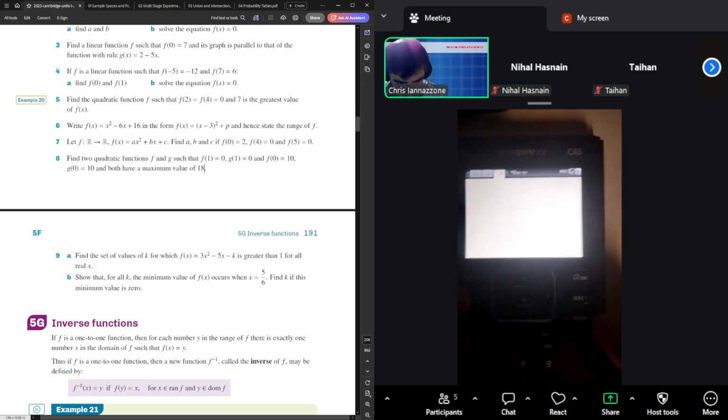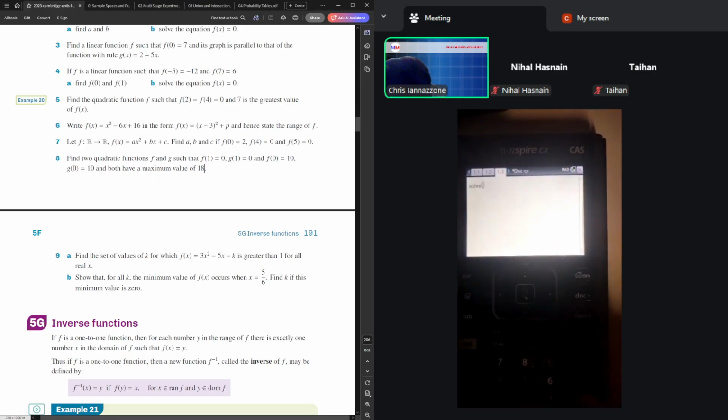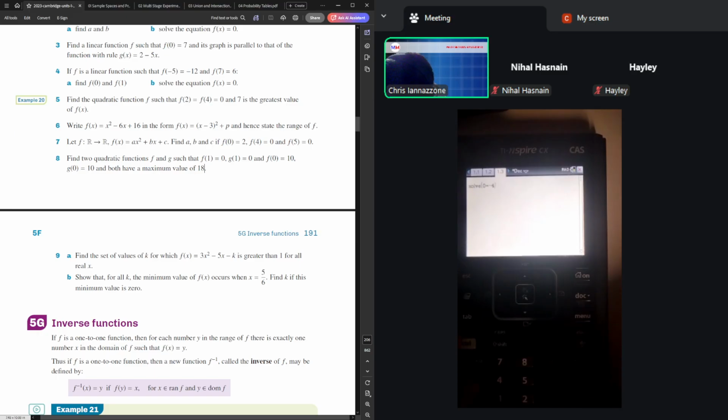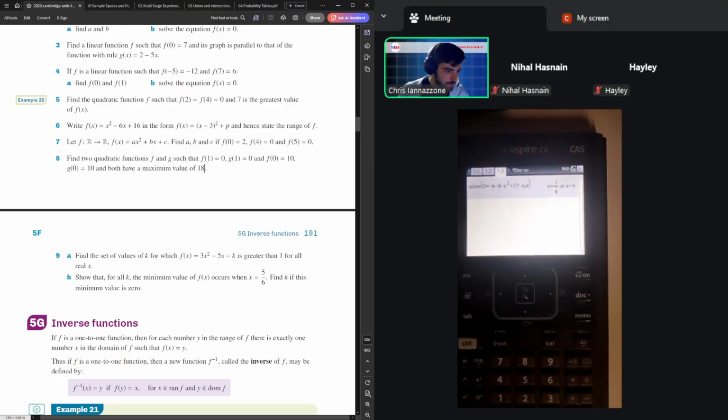So we have 93, 1, 0. Then -4, -4. I'm just going to use x for my h1. Plus 17. Oh, that should be squared. X equals 0, comma x. That's going to get me my two h1 possible values there.